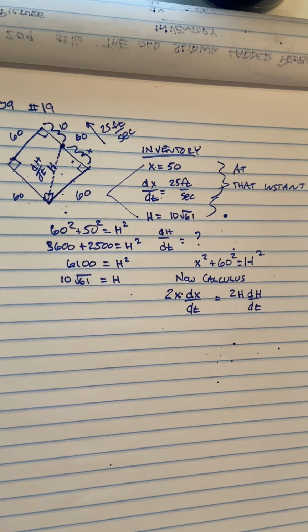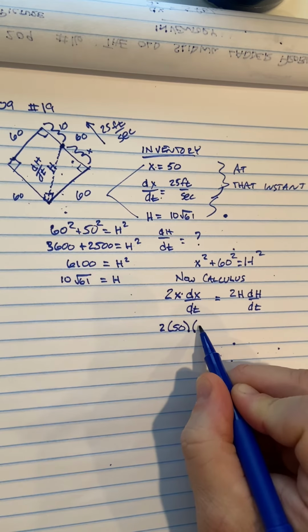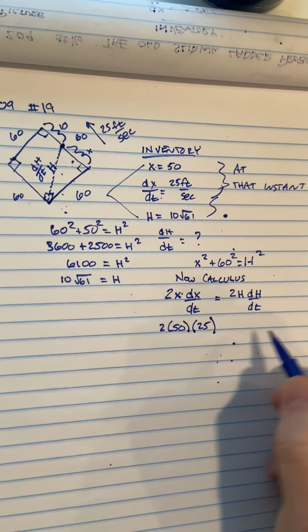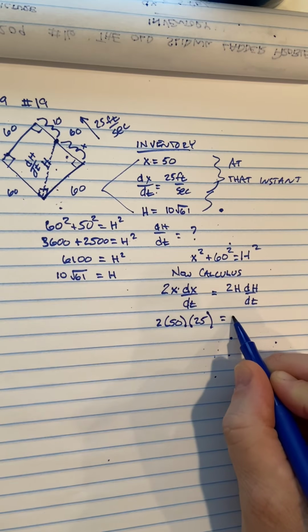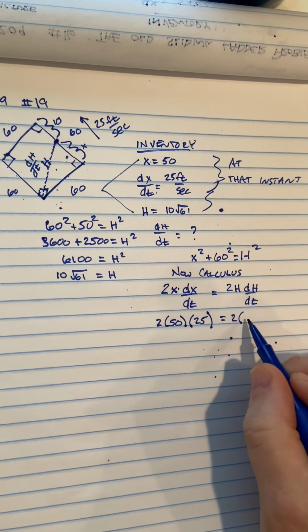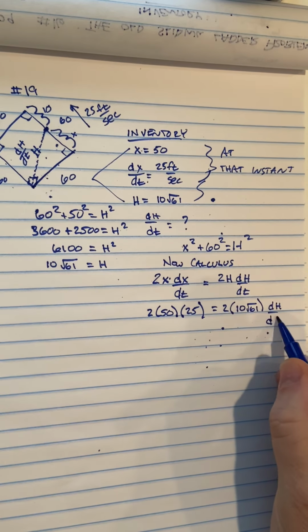So far, so good. Let's shove in the variables at that instant in time. So the runner is 50 feet away from first base, traveling away from first base at a constant rate of 25 feet per second. At that instant in time, the runner is 10 root 61 feet away from home plate, traveling away from home plate at a rate of dh dt.